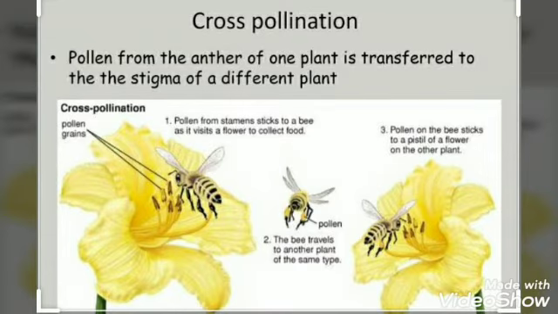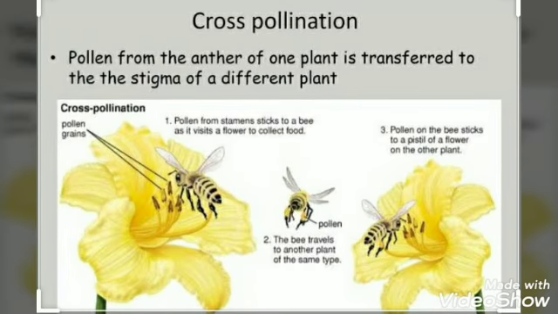Now, how does cross-pollination occur? When the pollen grains from the anther of a flower on one plant are transferred to the stigma of a flower on another similar plant, it is called cross-pollination. Children, remember here that the two different plants involved in cross-pollination should belong to the same species. Let us see some of the advantages of cross-pollination.